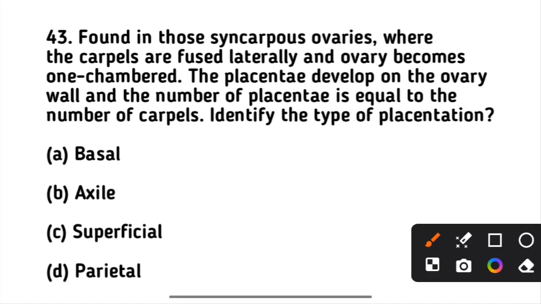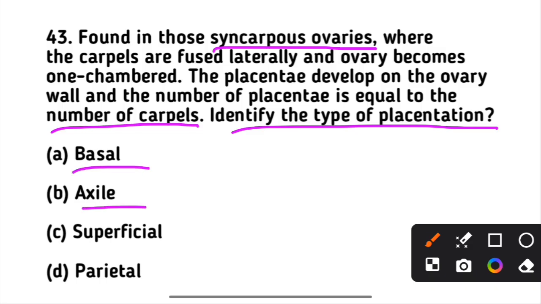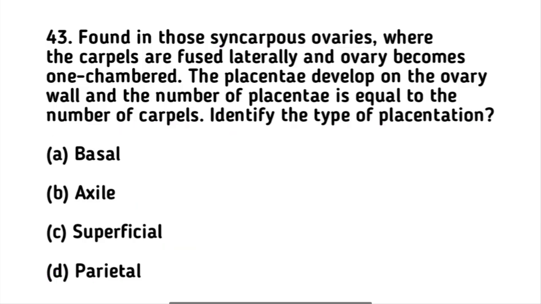Next question. 43. Found in those syncarpous ovaries where the carpels are fused laterally and the ovary becomes one chambered, the placenta develops on the ovary wall, and the number of placentae is equal to the number of carpels. Identify the type of placentation. Option A basal, axial, superficial, parietal. Option D is correct, parietal.